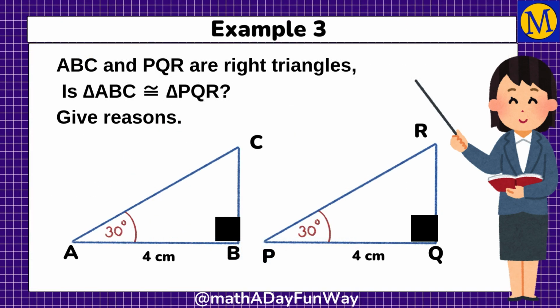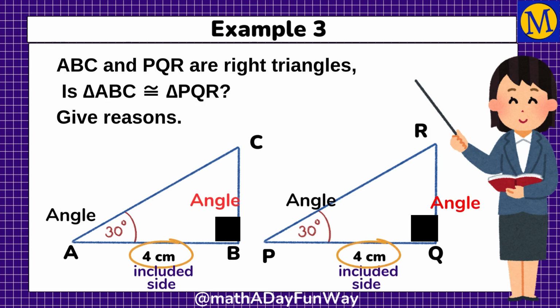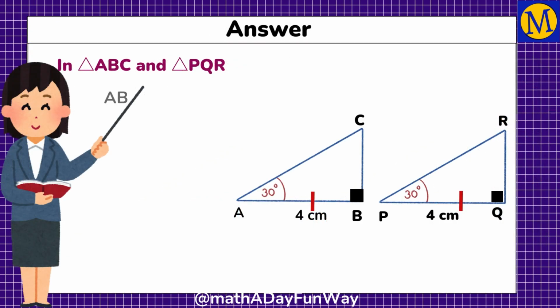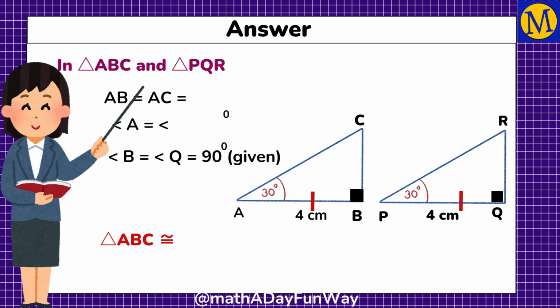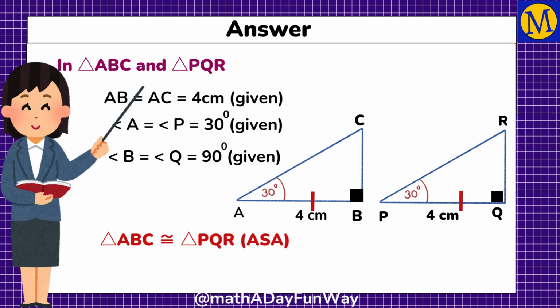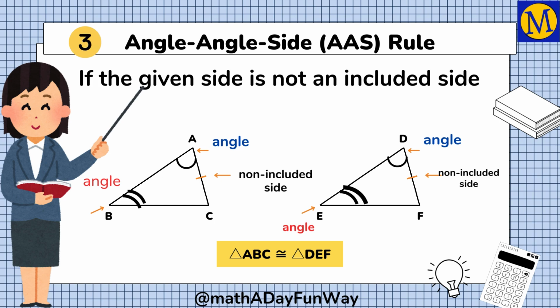Example 3. In the given figures, A, B, C, and P, Q, R are right triangles. Are they congruent? They have 2 pairs of angles and a pair of included sides equal. Now, let's write the answer. This is ASA rule. The rule ASA becomes AAS when the given sides are not the included sides.